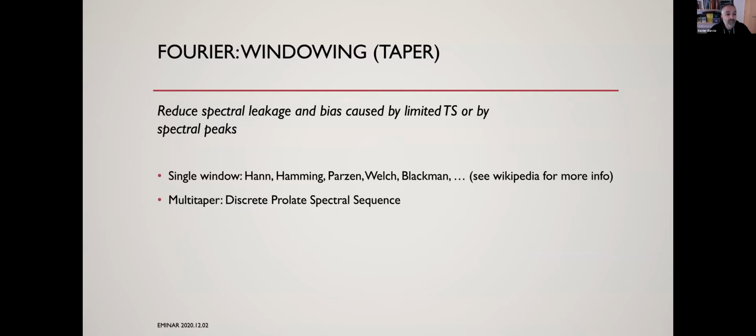One important aspect of Fourier methods that we have to remember is that we need to use a window or a taper. This is to reduce spectral leakage and bias caused by limited time series or by spectral peaks. For single windows, you can go into Wikipedia and you'll find lots of information and lots of these windows shown there, so I'm not going to go into them.